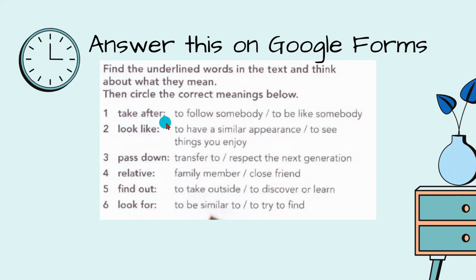Number 1, take after. Is it to follow somebody or to be like somebody? Number 2, look like. Is it to have a similar appearance or to see things you enjoy? Number 3, pass down. Is it to transfer to, or is it to respect the next generation? Number 4, relative. Is it a family member or a close friend? Number 5, find out. Is it to take outside or to discover or learn? And lastly, number 6, look for. Is it to be similar to or to try to find?